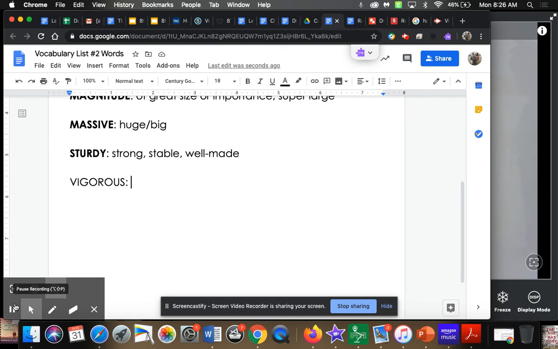And the very last word is vigorous. It said that they started out on a vigorous pace. Vigorous means like we're enthusiastic. We're going for it. Okay. So active, enthusiastic, a good pace.